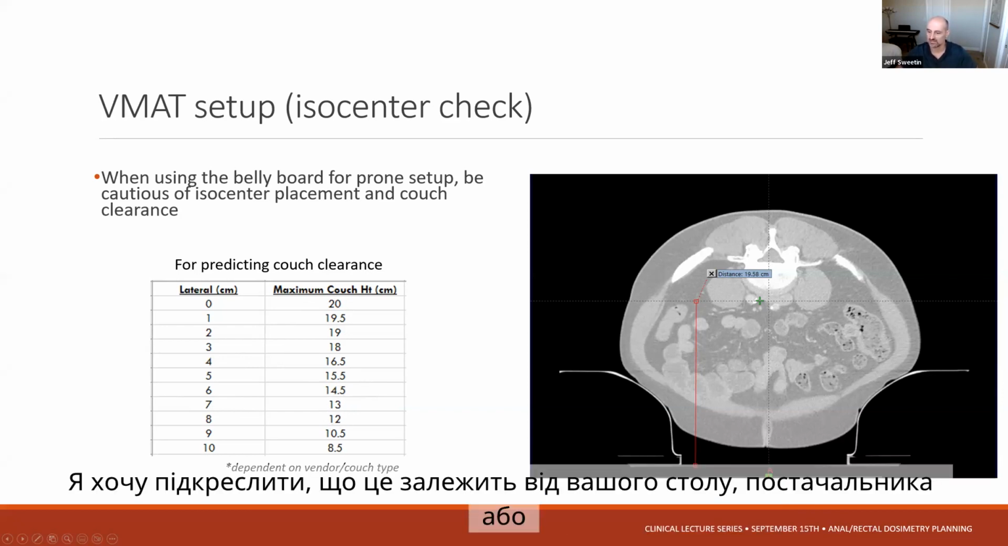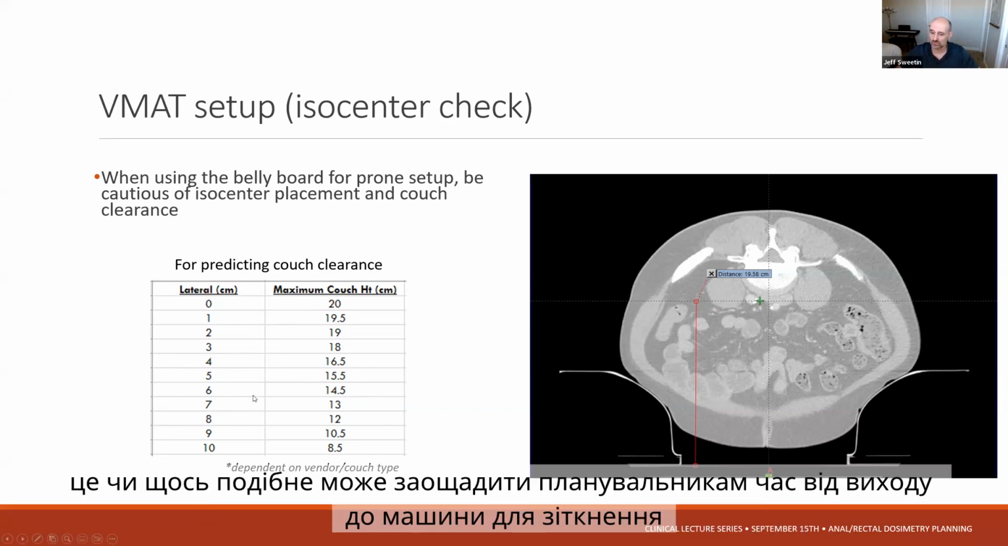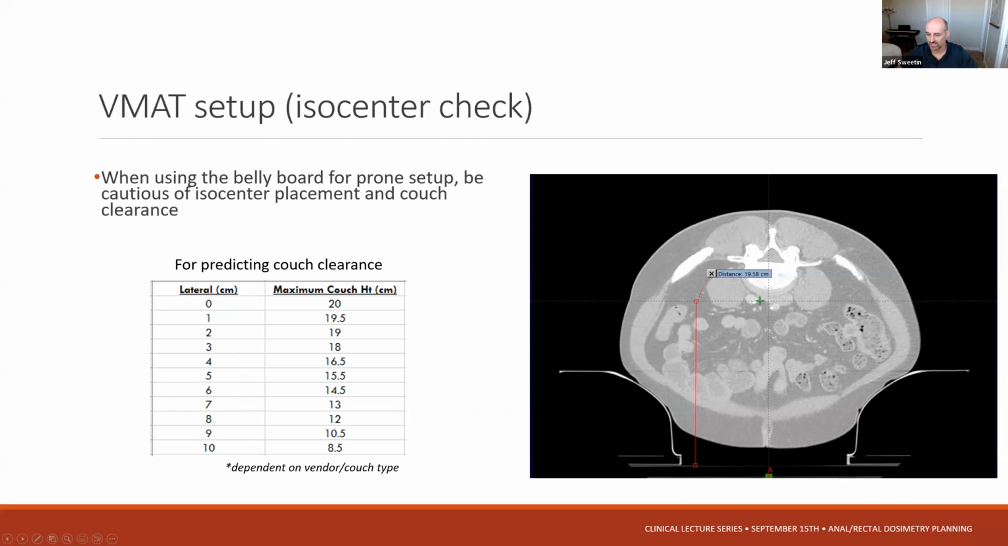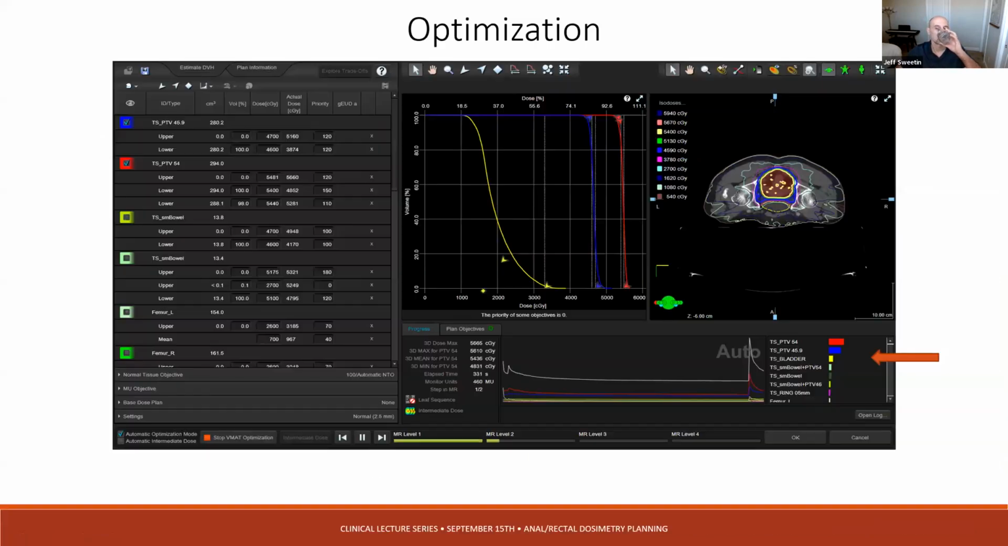But I want to emphasize that this is dependent on your couch vendor or type. So I wouldn't use this before testing on your own machine. But if you're able to use this or something similar, it can save planners time from going out to the machine for collision checks. And once we're comfortable with the geometry, we can begin the optimization.